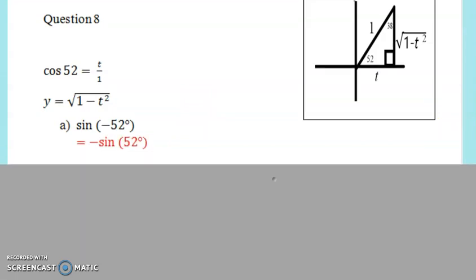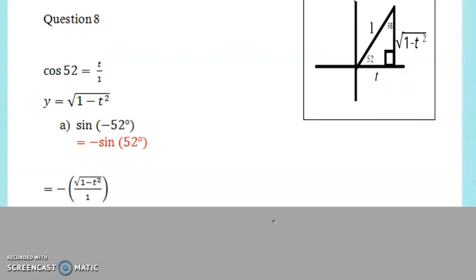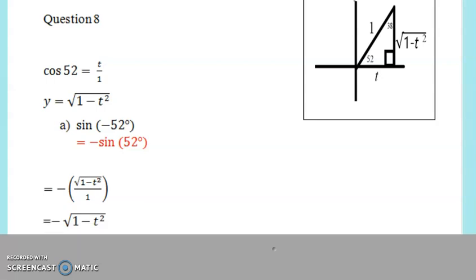Negative sine 52. What is sine of 52 degrees? Sine is the opposite side over the hypotenuse, which is 1. So I write my answer as negative, the square root of 1 minus t squared over 1. That gives me an answer of negative square root of 1 minus t squared.